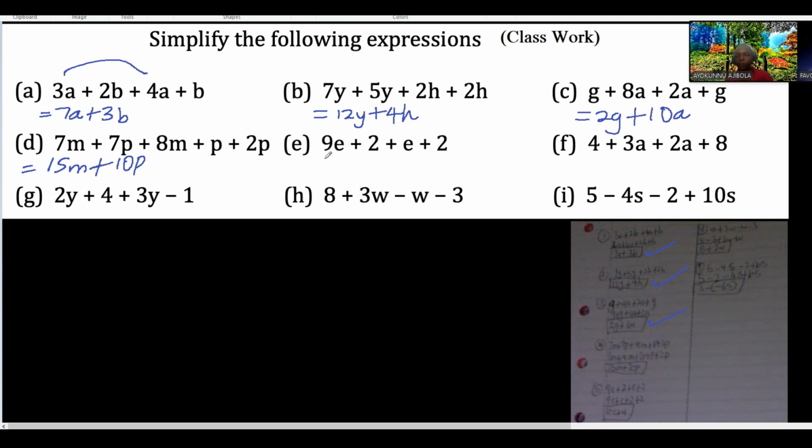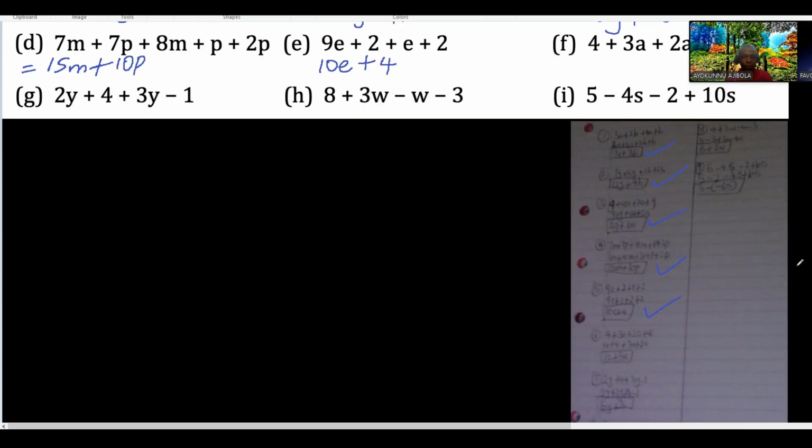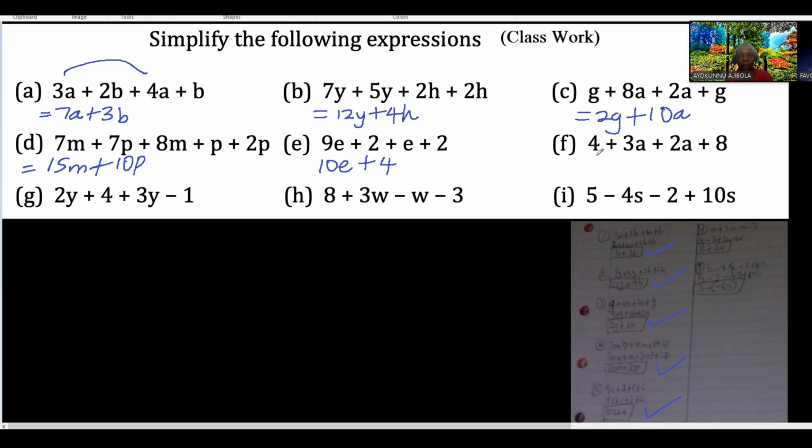Then the other one, we have 9e plus e, that's 10e. Then plus 2 plus 2 is 4. I think you got that, and you got the other one. Okay, there are some at the bottom. 4 plus 8 is 12, and 3a plus 2a is 5a. So 5a plus 12, or 12 plus 5a. Anyhow, you've written it, but next time write the algebra first before the number.